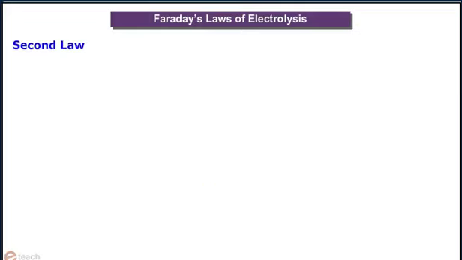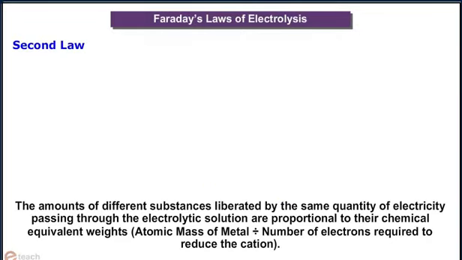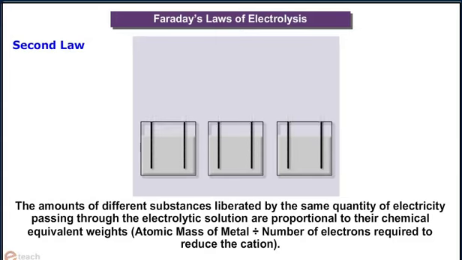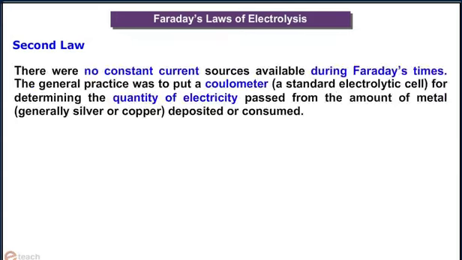Second law: the amount of different substances liberated by the same quantity of electricity passing through the electrolytic solution are proportional to the chemical equivalent weights, that is, atomic mass of metal divided by number of electrons required to reduce the cation. There were no constant current sources available during Faraday's times.